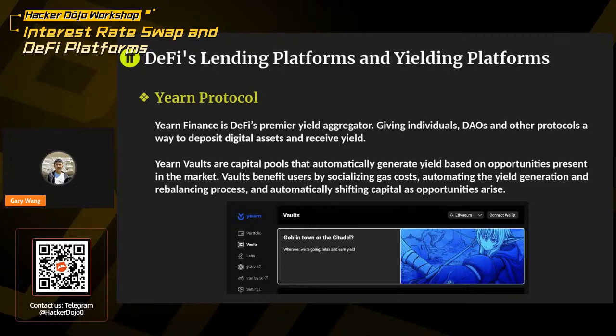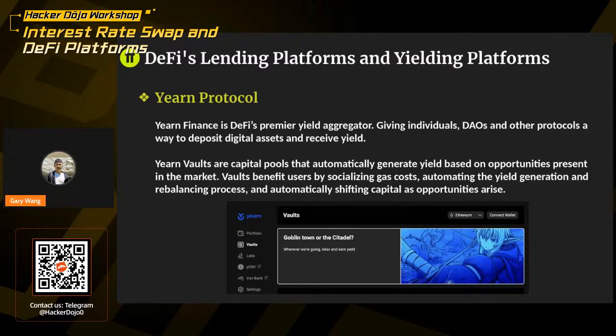Vaults benefit users by socializing gas costs, automating the yield generation and rebalancing process, and automatically shifting capital as opportunities arise. So you can view Yearn as something similar to a hedge fund or another crypto fund, however, it is using a smart contract. So the users do not need to understand what the actual investing policy behind this smart contract is. It's like a passive investing strategy that gives you yield from time to time.